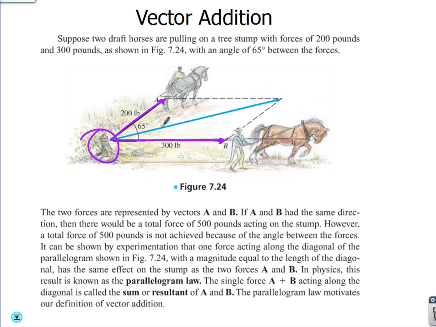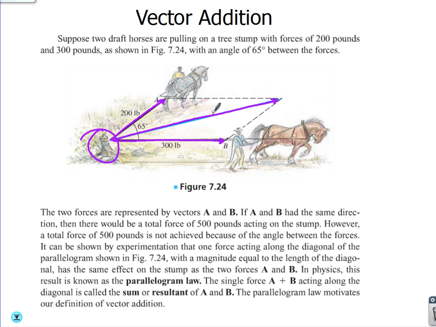Because only a portion, this is what's called our resultant force. Only a portion of this 300 and only a portion of this 200 is being pulled in that direction. I kind of get ahead of myself in explaining the rest of it. However, a total of 500 pounds of force is not achieved because the angle between the forces is not 0 degrees. It's got to be in the same direction.